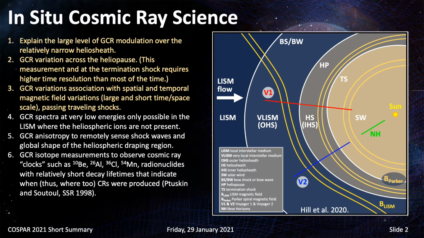We also want to look at the GCR variations associated with magnetic field variations when there's, for example, a passing traveling shock, and we might use a scientist-in-the-loop method to also get higher resolution data for those kinds of periods.